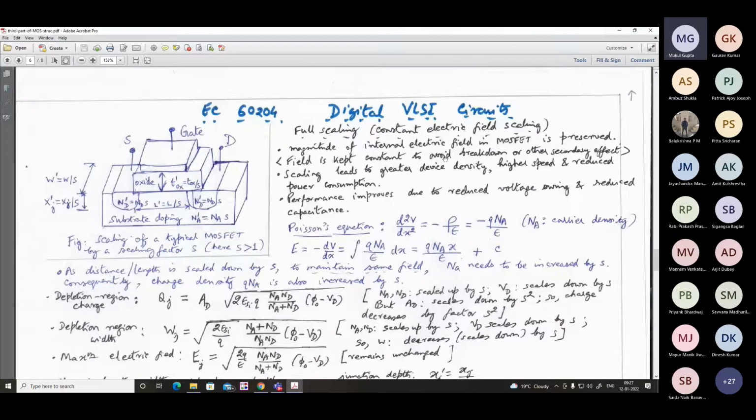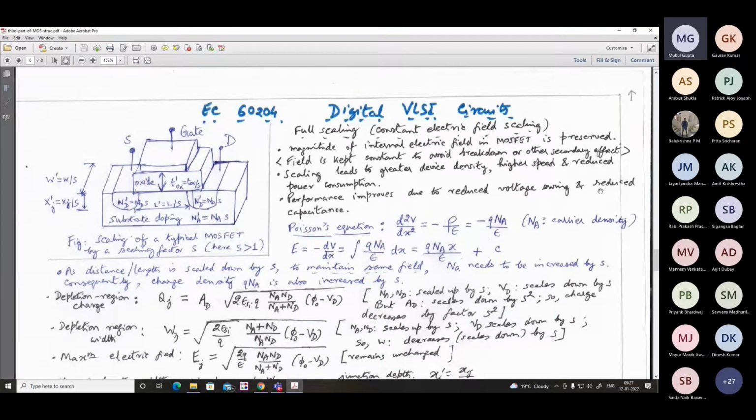Scaling leads to greater device density. And what is the objective of scaling? The device density will grow up, speed will be higher, and power will be reduced. Ideally, these are the motivations: higher speed and reduced power consumption. And performance improves, because higher speed means the transient characteristics will improve, that means rise time, fall time. The propagation delay time should be improved. Performance improvement is due to reduced voltage swing and reduced capacitance.